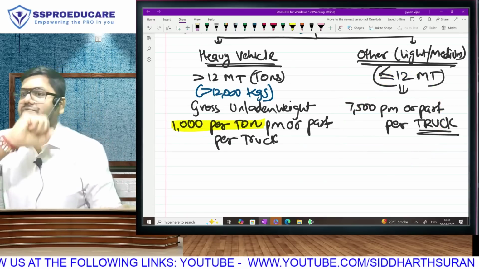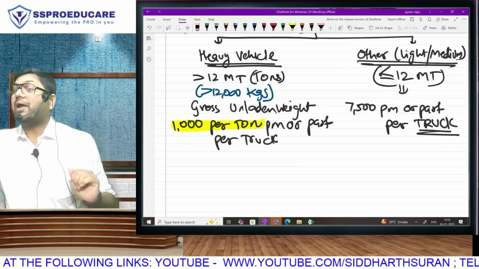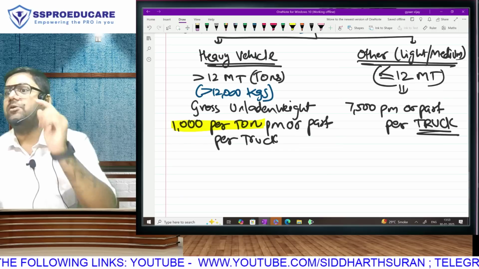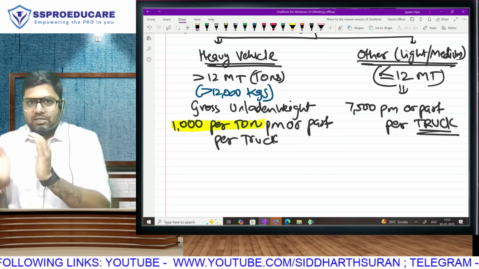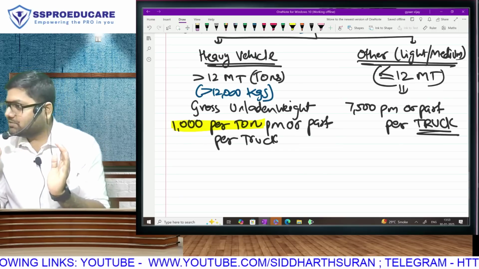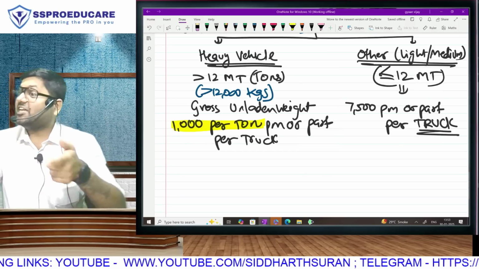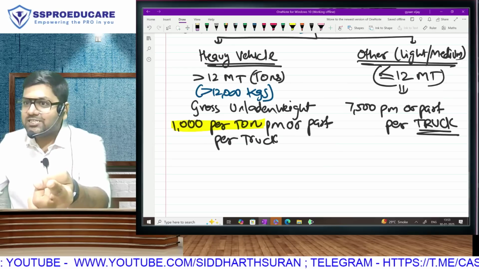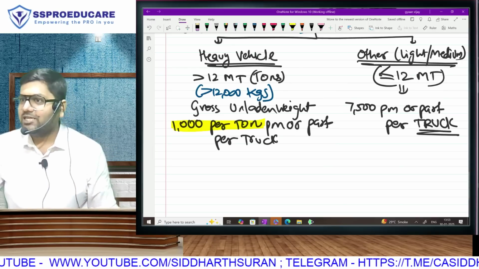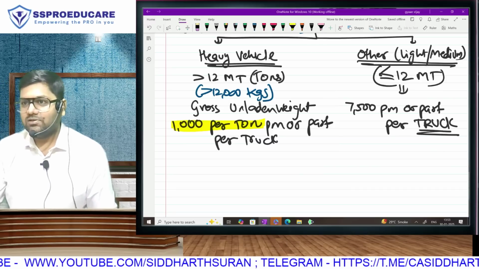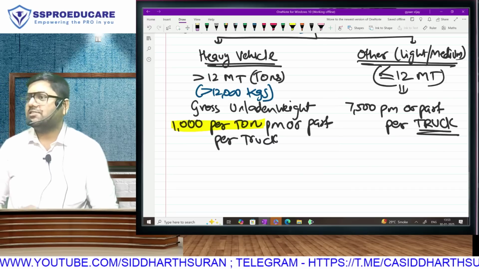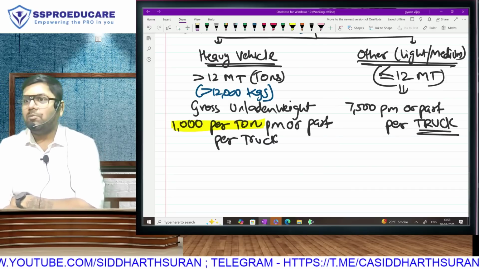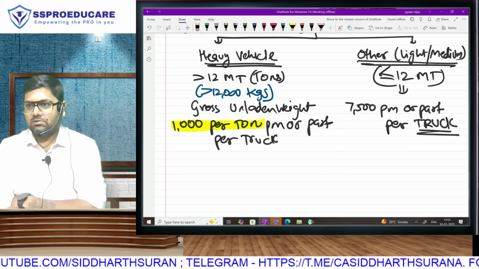We check the weight of the truck. If the weight of the truck is 20 tons, the monthly income will be 20,000, 1,000 per ton. I'll tell you one slight hint here. The weight in kgs is monthly. 20 tons is 20,000 kgs. And 20 tons into 1,000 is the monthly income. You understood? If the weight of the truck is 18 tons, the monthly income will be, come on now, 18,000.